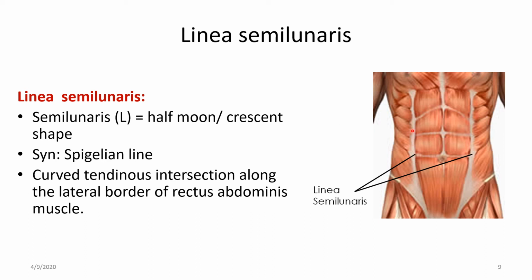muscle, and this is the place where the three flat muscles of the anterolateral abdominal wall will be contributing to the formation of the rectus sheath. So the boundary line between the flat muscles and the rectus abdominis is the linea semilunaris.